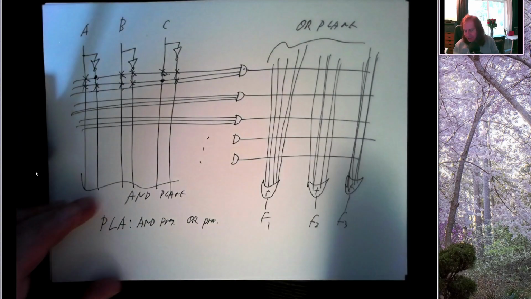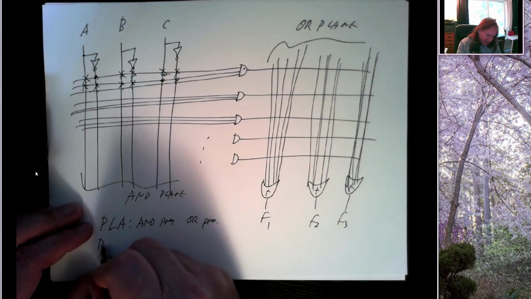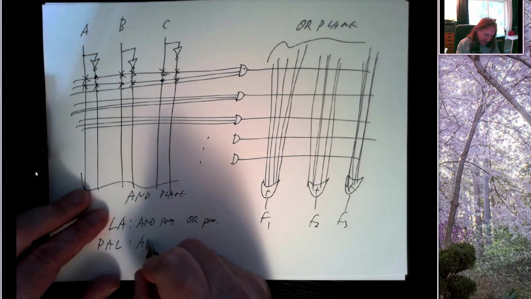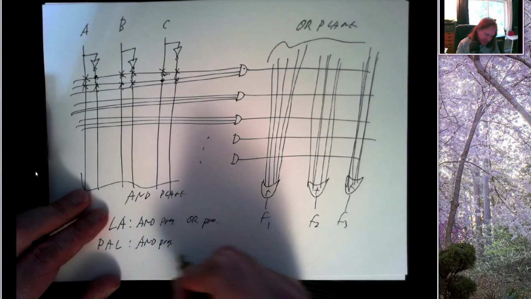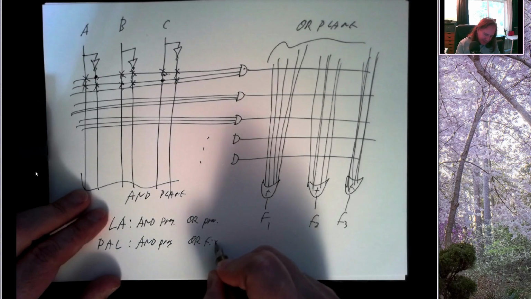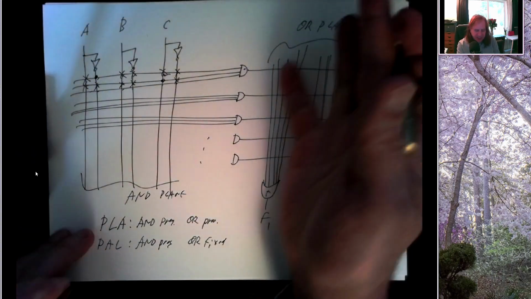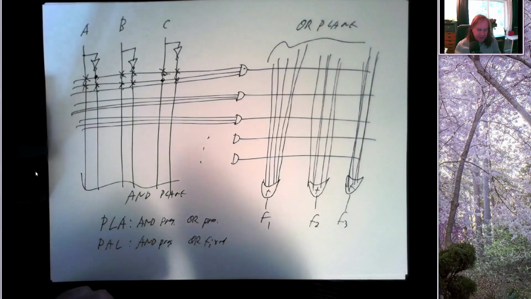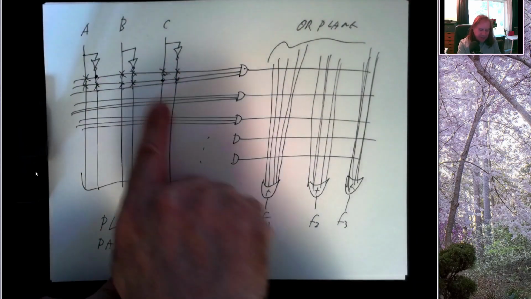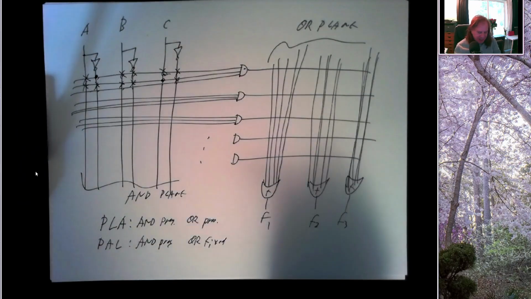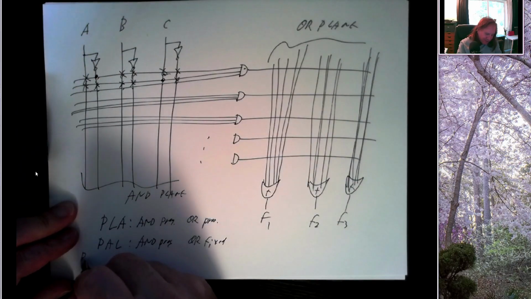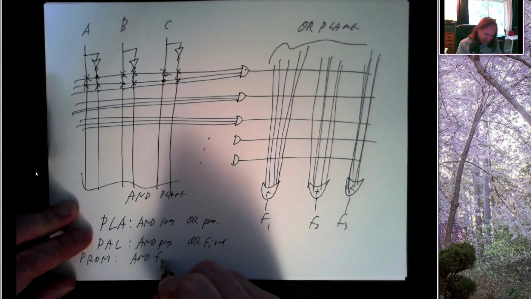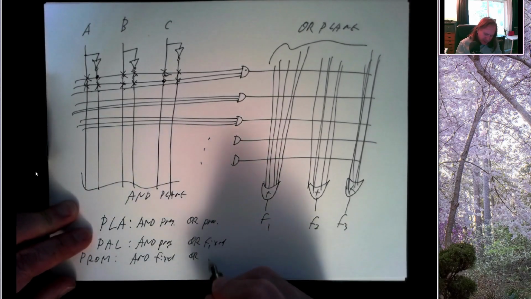So it's completely general. There's a second type of device called a PAL, and in this one the AND plane is programmable, the OR plane is fixed. So we can't change which outputs of AND gates go into OR gates. This is hardwired at the factory, but we can change what's being fed into the AND gates. And there's a third type of device called a PROM, and in a PROM the AND plane is fixed, the OR plane is programmable.